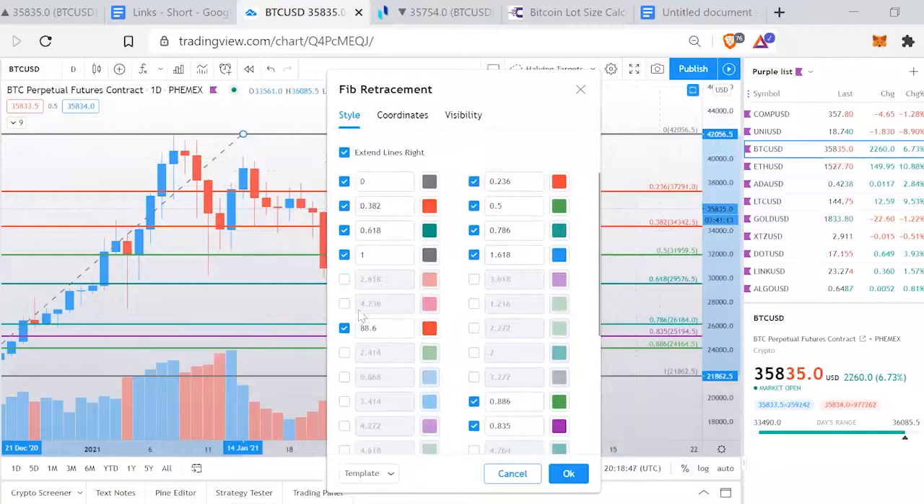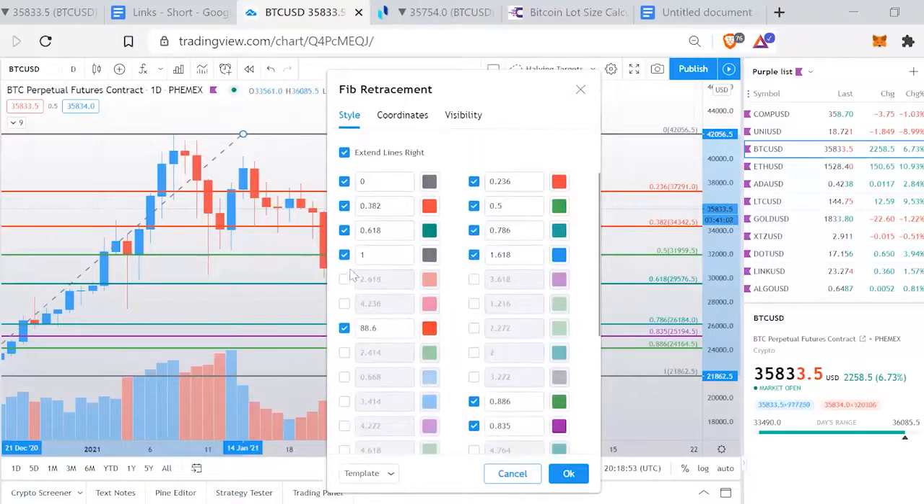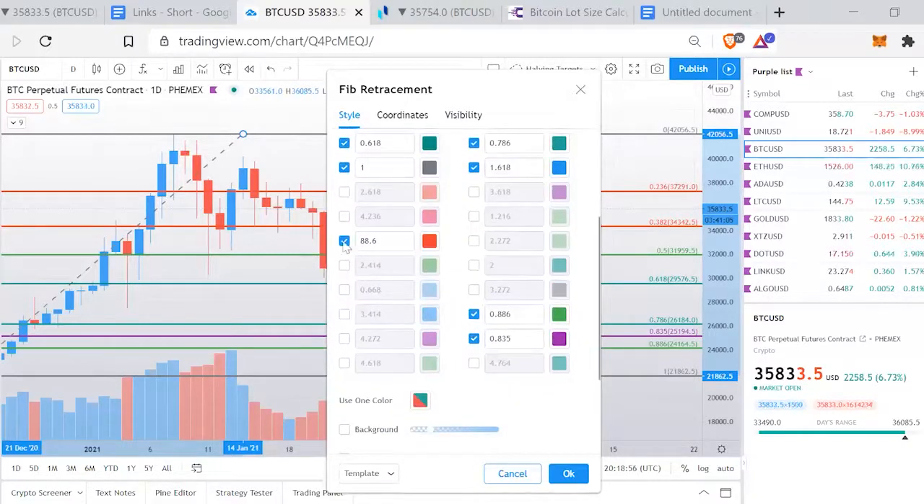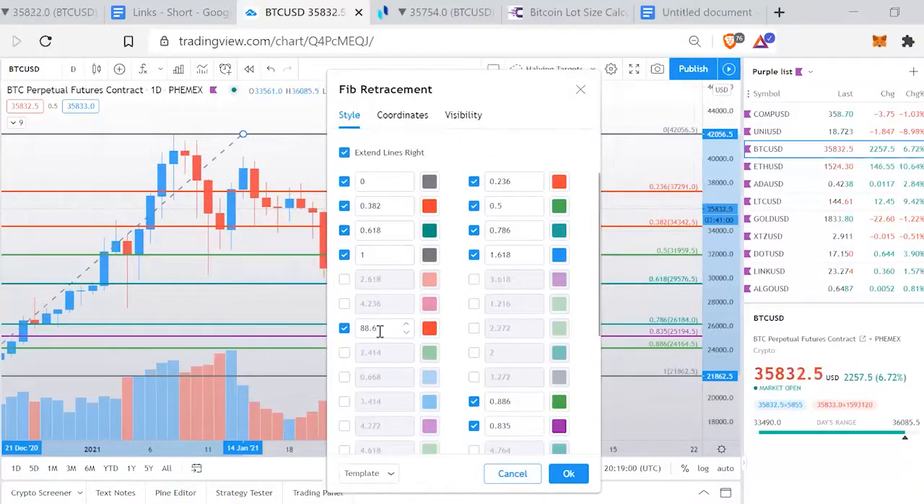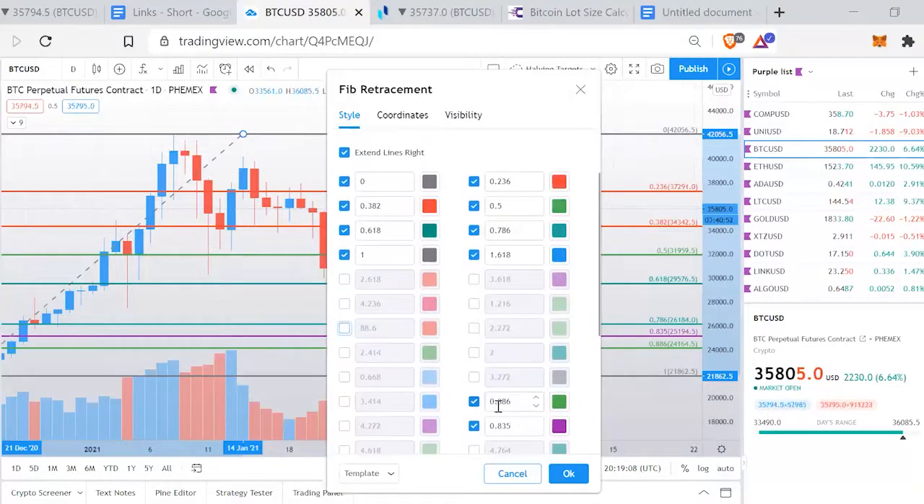I like to make the colors really simple. So then I turn off all of the levels that I don't want here. I also go in and change a couple of the settings that were previously there to my preferred levels. So I added 0.886 and the 0.835.